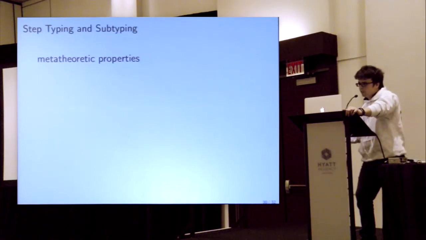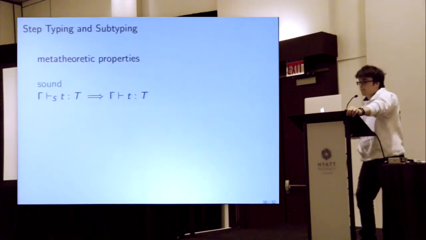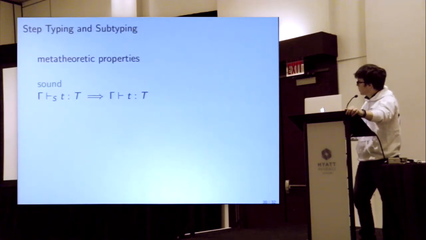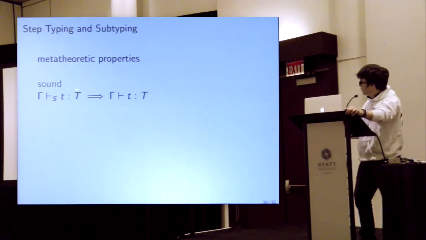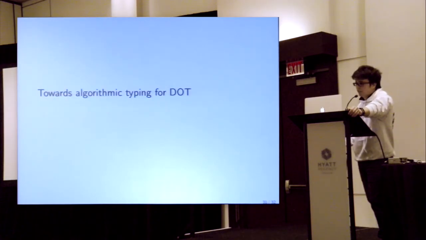Okay, so what are the properties of the system that results when we replace the standard typing and subtyping relations with step typing and step subtyping? So they're sound, right? And we saw this. If I can say that t has type T under step typing, then the same holds in the standard typing relation. The same holds for subtyping. They're decidable. They're not complete.